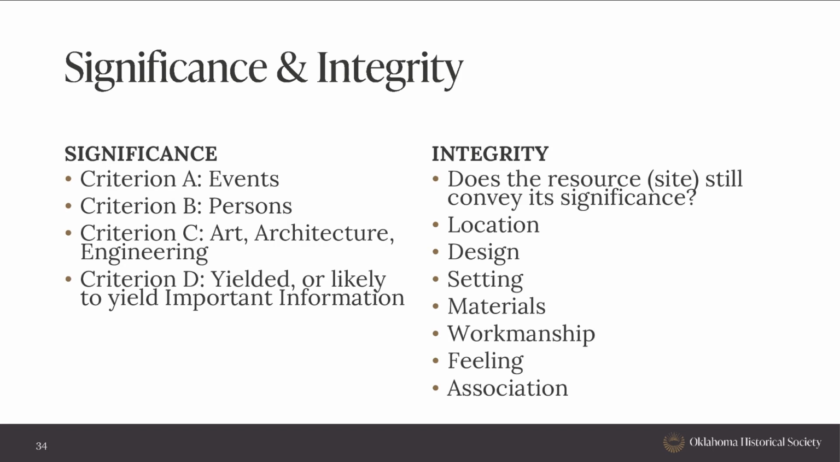So for significance, we have criterion A, events; criterion B, persons; criterion C, architecture, engineering; criterion D, yielded or likely to yield important information. And then integrity: does the resource still convey its significance? And consider the location, design, setting, materials, workmanship, feeling, and association.